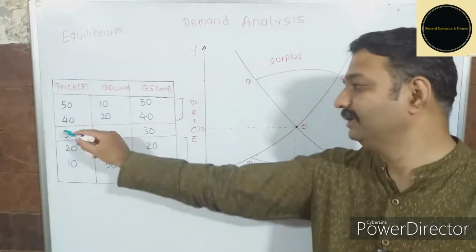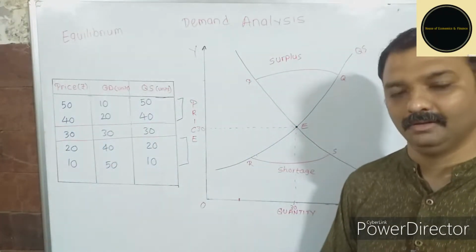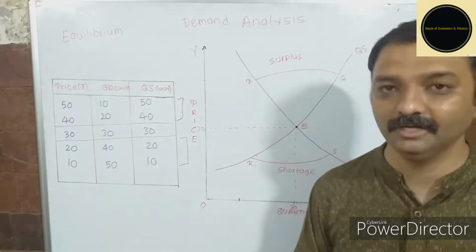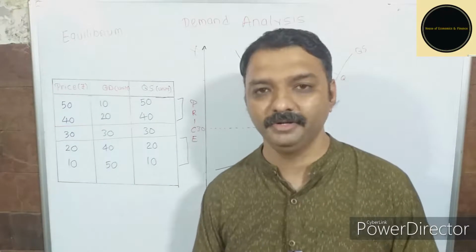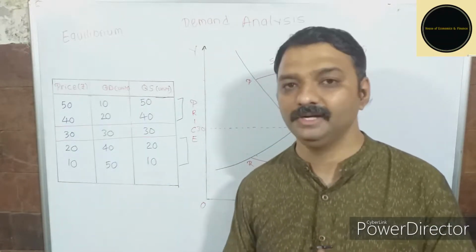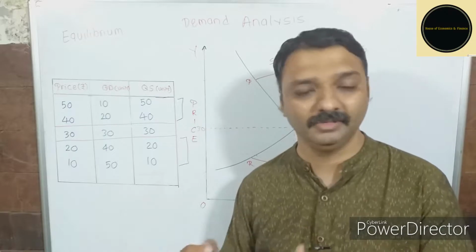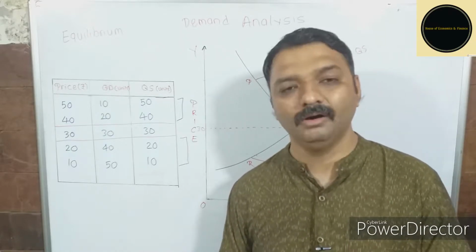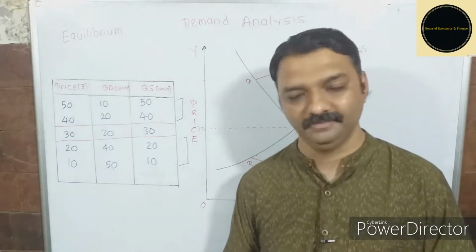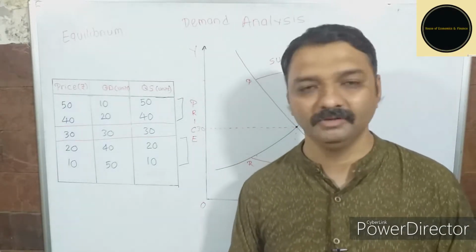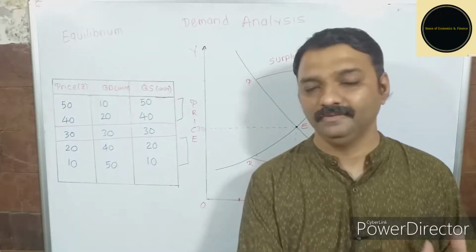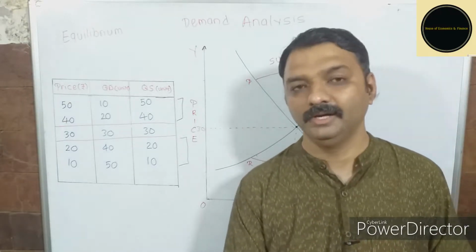At this price level, quantity demanded will be equal to quantity supplied. This is called equilibrium: equilibrium price and equilibrium quantity demanded and quantity supplied also. Or in other words, it is called the market clearing price or market price in simple words. So this is how prices of any commodity are determined in the marketplace.